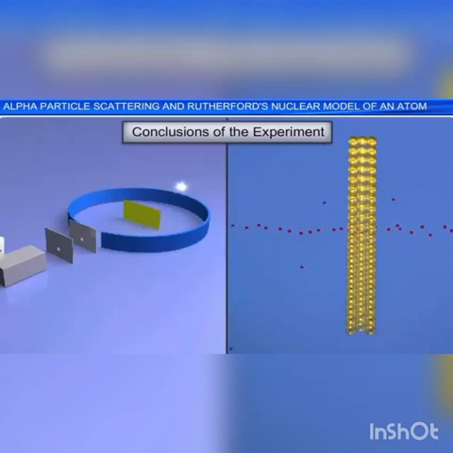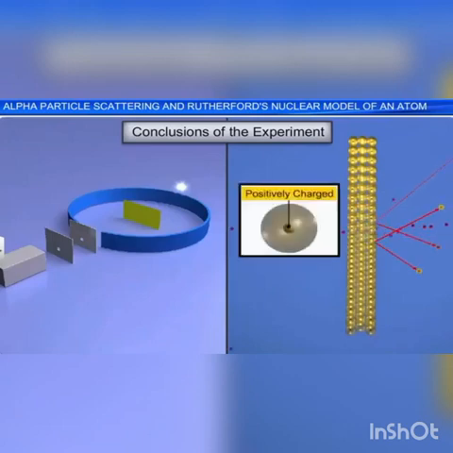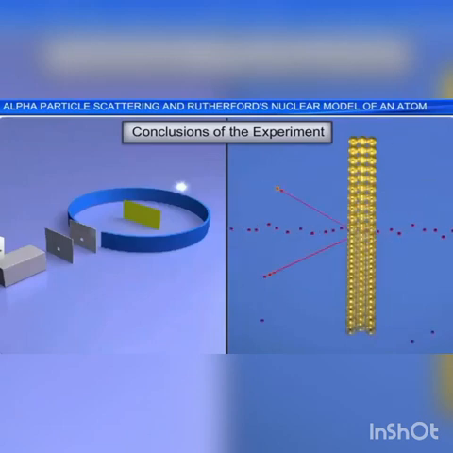Out of all the incident alpha particles, only about 0.14% of the particles scattered by more than 1 degree. This was due to the fact that these particles passed close to the central part of the atom, which must have been positively charged. And 1 in 8,000, that is about 0.0125% of the incident alpha particles scattered by more than 90 degrees, that is, they scattered backwards. For this to have happened, such alpha particles must have experienced a large repulsive force.